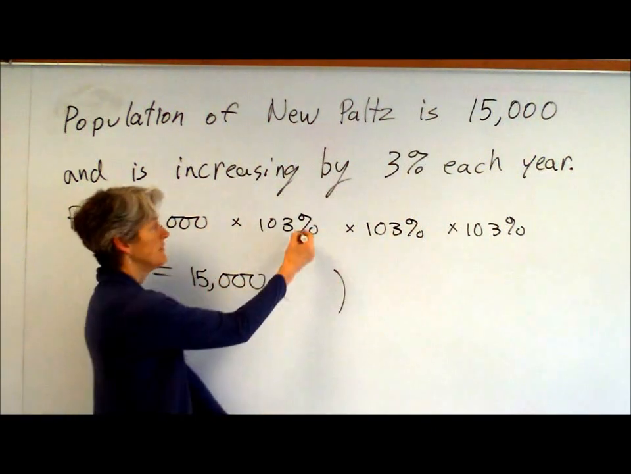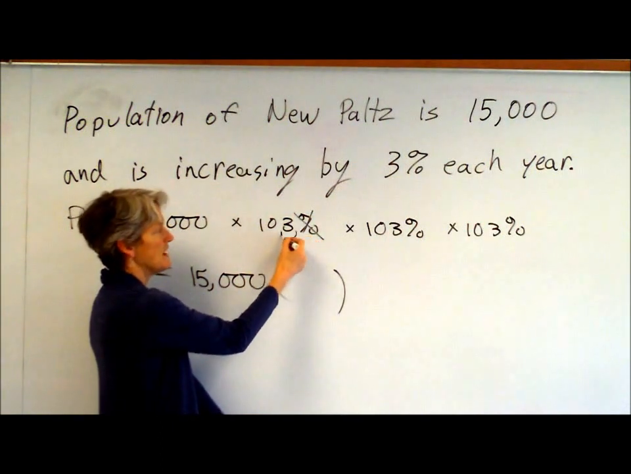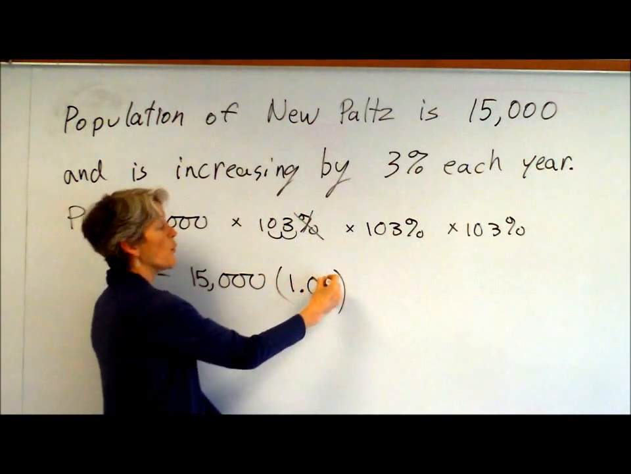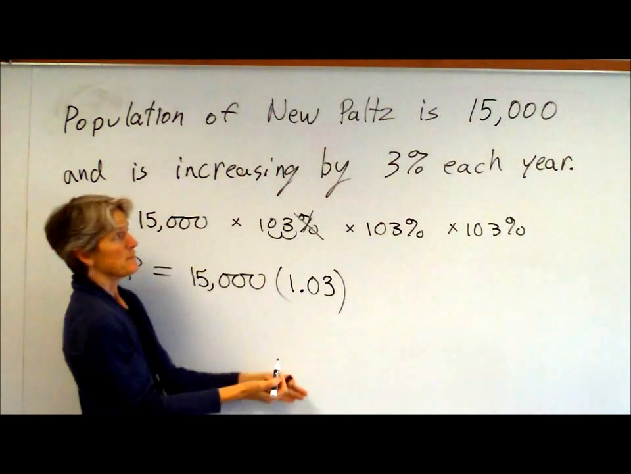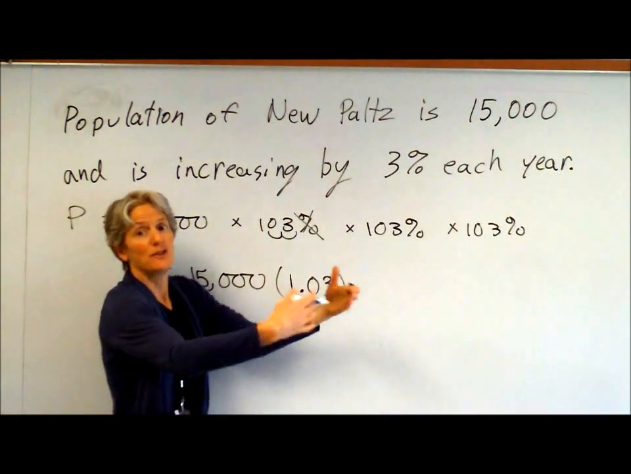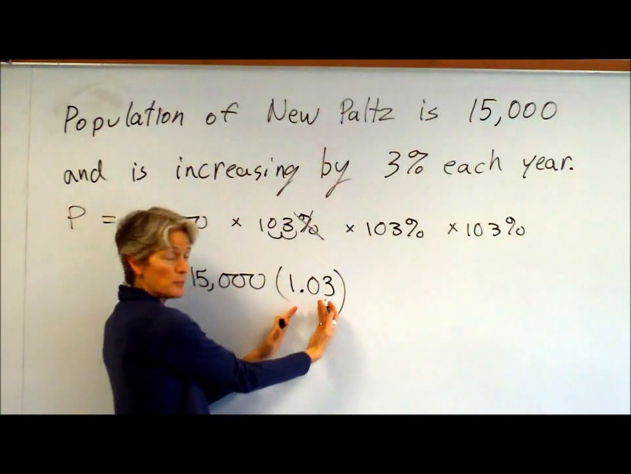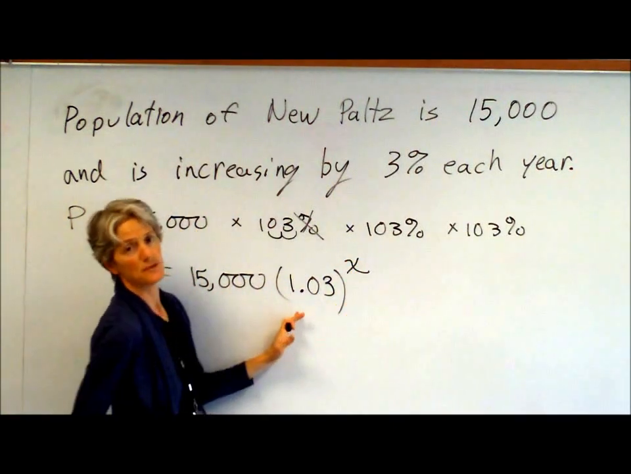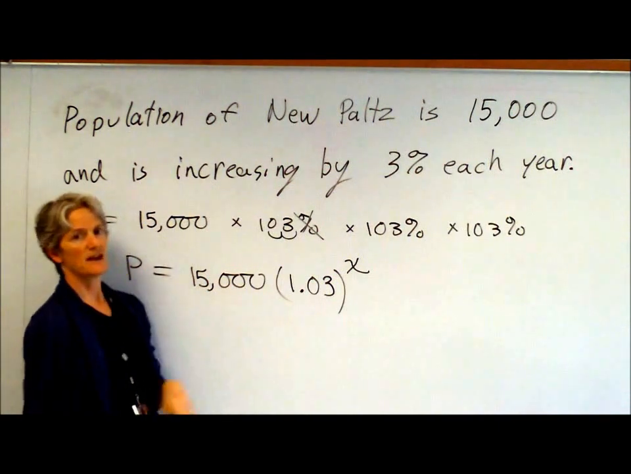Decimal over 2 places to the left. Yeah, because that really just means divide by 100. So I'm going to be multiplying it by 1.03. And if I want to figure out the population in X years, I'm going to multiply it by 1.03 X times. There's my exponential equation.